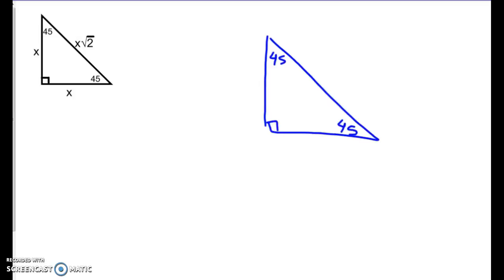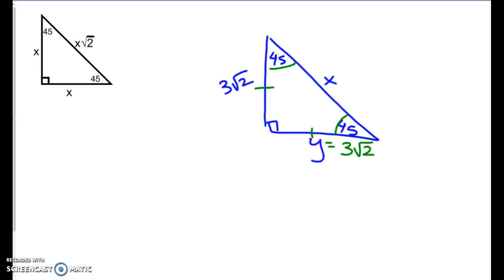Okay, let's do another one. Let's say we have 45, 45, 90 again. 3 times the square root of 2, y, and x. Very similar to the first one, we first know both sides are the same, because we have a 45, 45, 90. So y is also going to be 3 times the square root of 2.